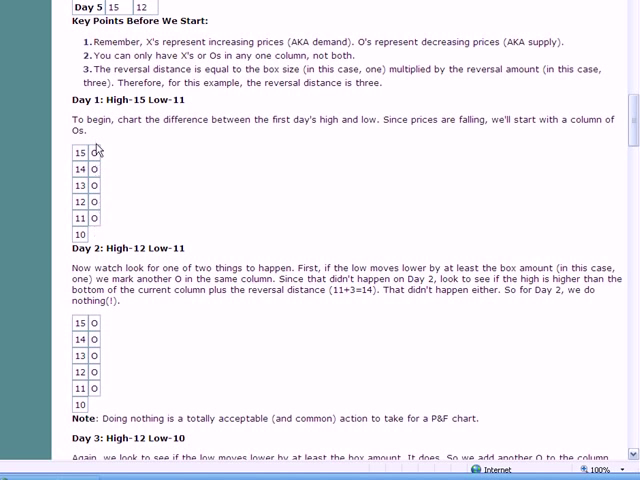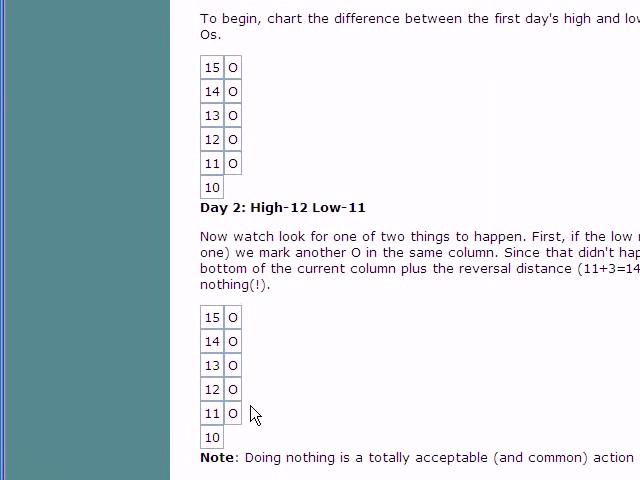So let's walk through an example. Here's an example where we're plotting some prices. O's mean declining prices. So we started at about $15 and we've dropped all the way down to $11. So we plot O's in each one of those cells. Now, if we did something at $11 or maybe even $12 or $10.75, we might not do anything.